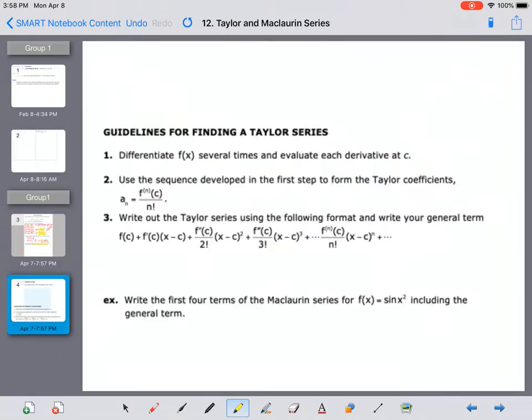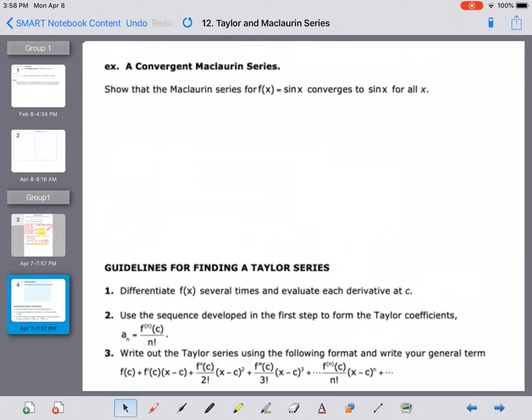Okay, now let's talk about where this actually converges, because that's important. We talked about all these convergence tests last week and the week before, so now it's time to start using them. Let's write out the series for sine, which we said was the sum of negative 1 to the nth power, so it is alternating, times x to the 2n plus 1 over 2n plus 1 factorial.